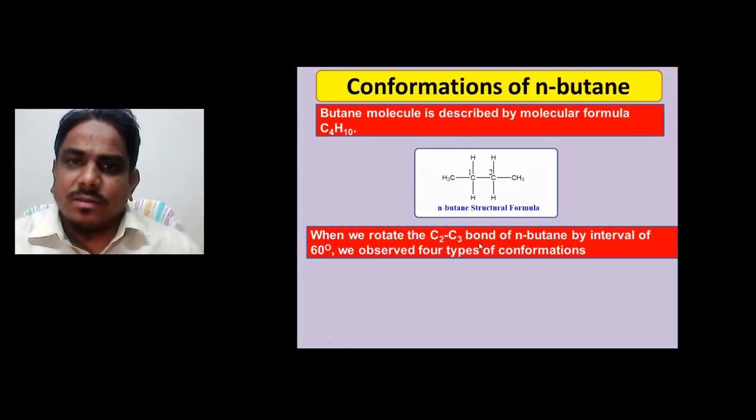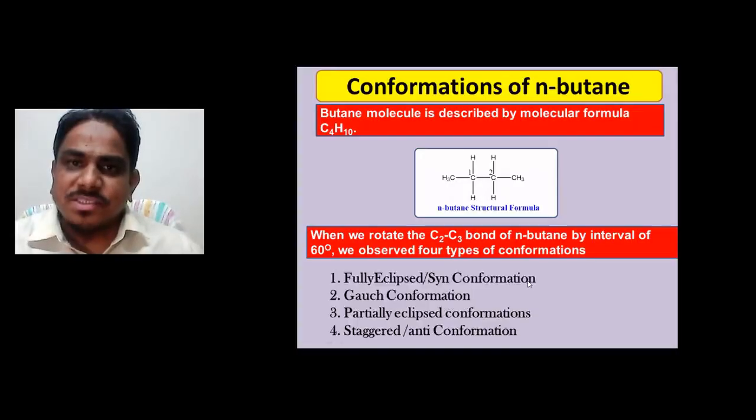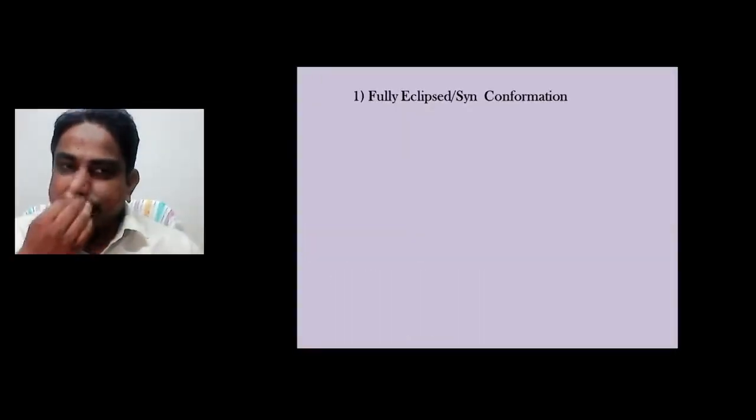When we rotate the carbon-carbon single bond, that is the C2 and C3 of n-butane, by about 60° dihedral angle, then we observe four types of conformation. These four conformations are the fully eclipsed or syn conformation, gauche conformation, partially eclipsed conformation, and staggered or anti conformation. One by one, we will cover each conformation. First, the fully eclipsed or syn conformation.